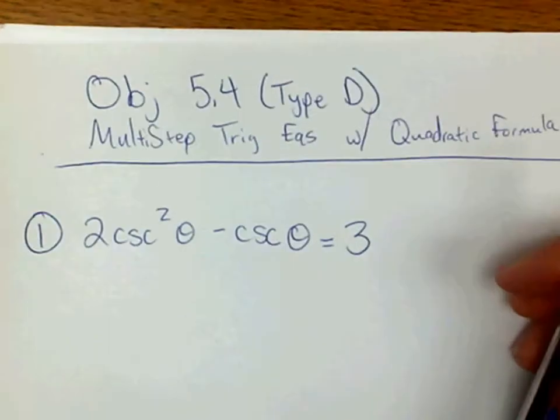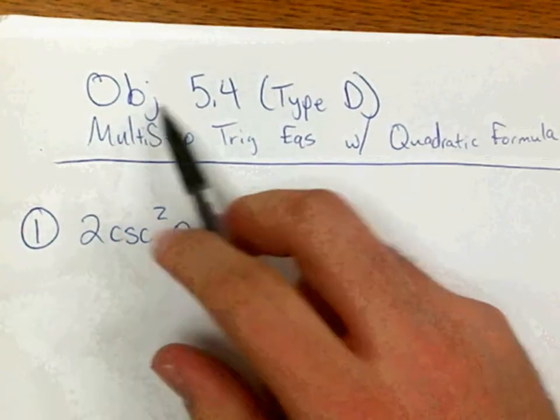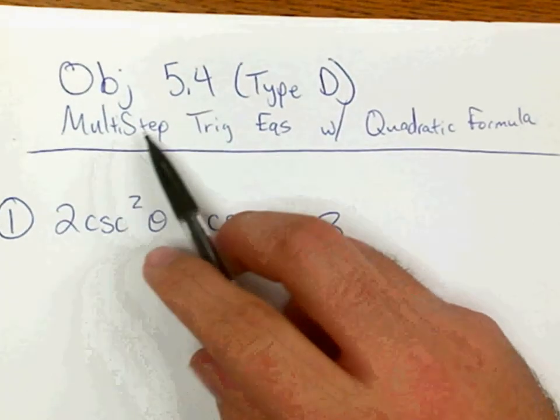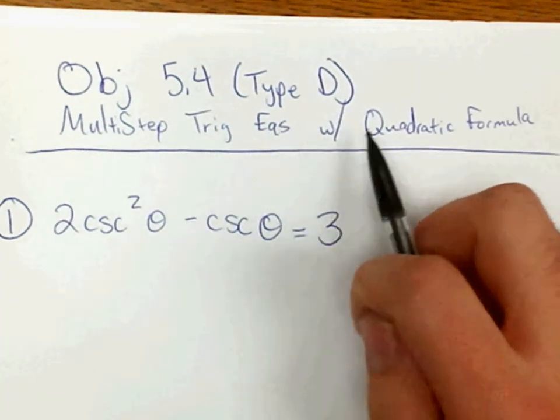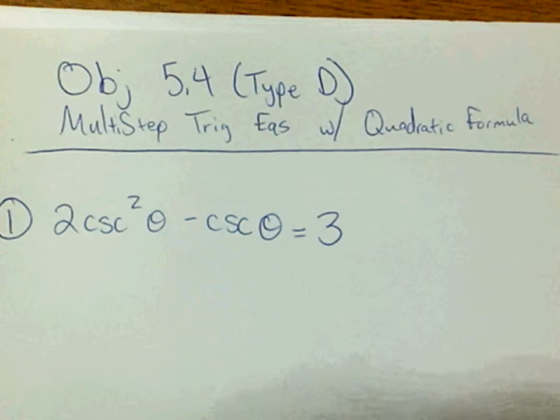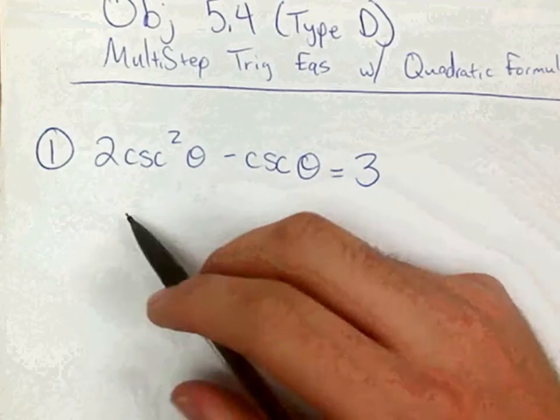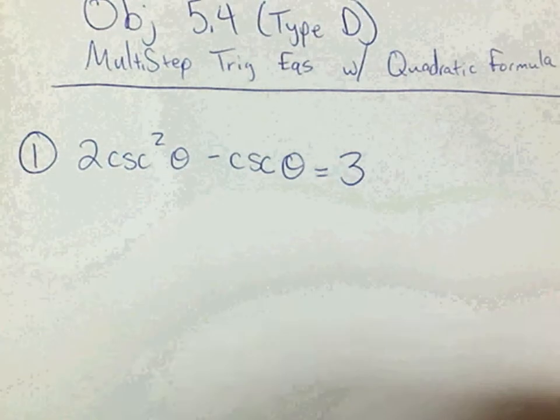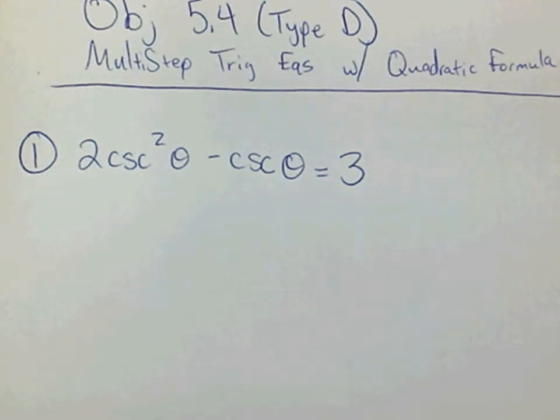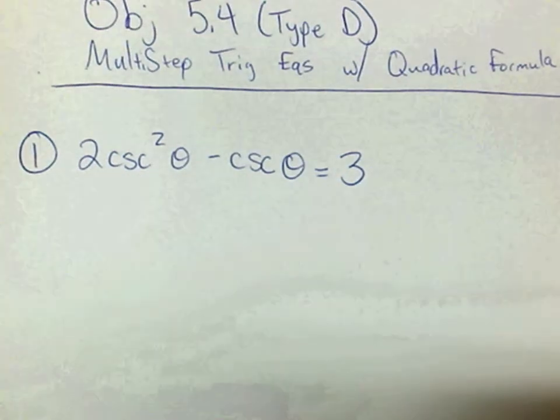Okay, so in this video I'm talking about objective 5.4, which is multi-step trig equations. Specifically, we're going to talk about solving with the quadratic formula. Those are problem type D. We're only going to do one example this time. Most of this type of problem just comes down to whether or not you can use the quadratic formula.